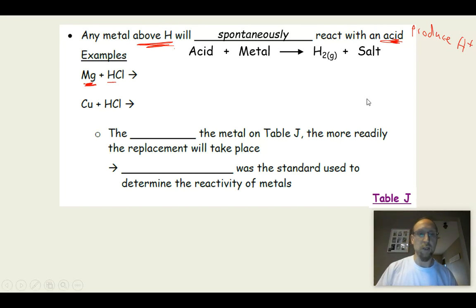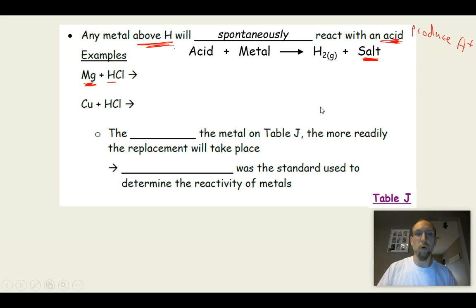So now we want to do a little bit more than just say a reaction is going to take place. We want to predict the products because we know who our products are. Acid plus metal makes hydrogen gas and a salt. So remember what a salt is. That's just your ionic compound that's forming.